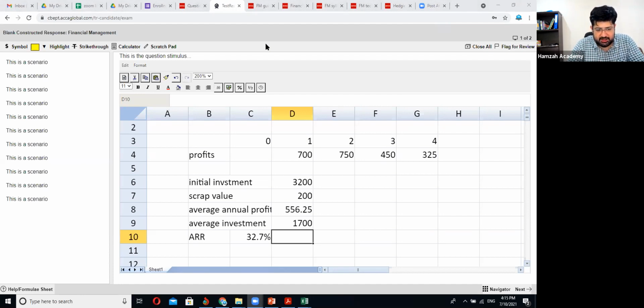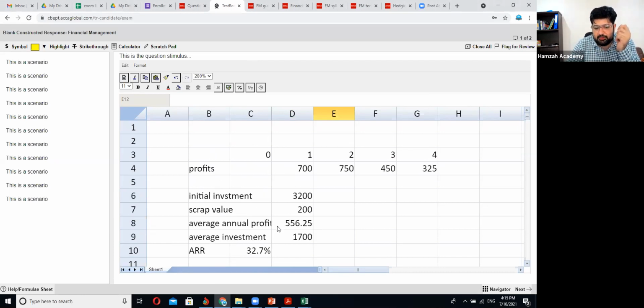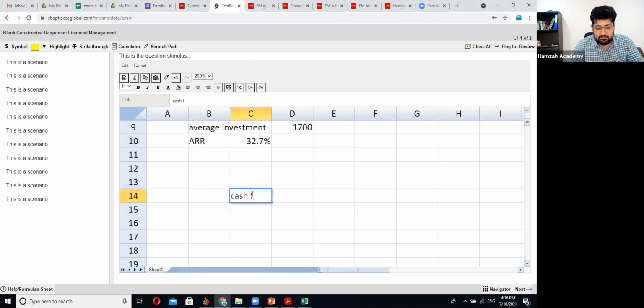All right. Now, the next point is, student, accounting rate of return. I told you it is profits based. But there may be a possibility that in exam, you are given cash flows.